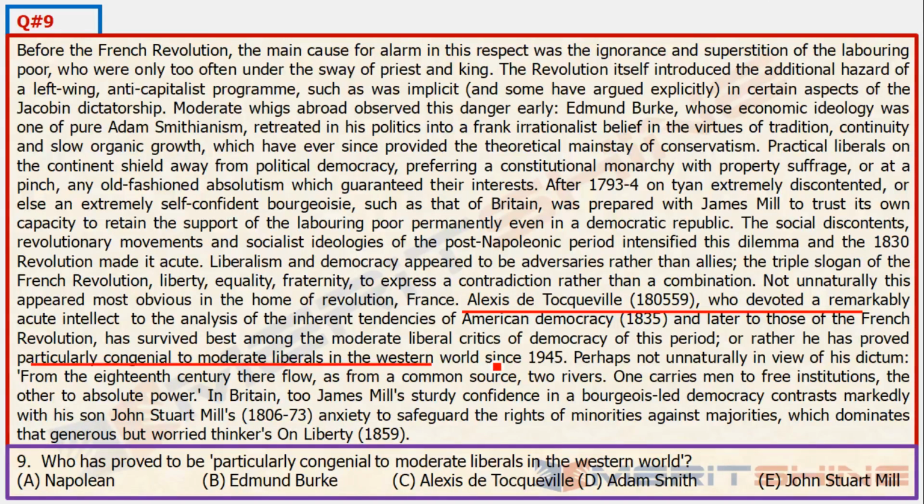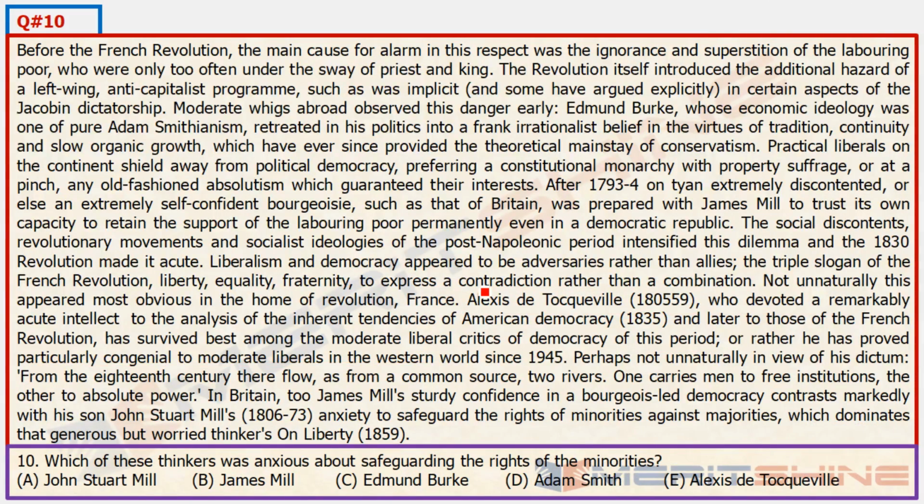The name is here. Alexis de Tocqueville, who devoted a remarkably acute intellect to the analysis of the inherent tendencies of the American democracy and laid it to those of the French Revolution, has survived best among those modern liberal critics of democracy, or rather he has proved particularly congenial to. So who is this he? Alexis de Tocqueville, and it is the third option, the C option, right?